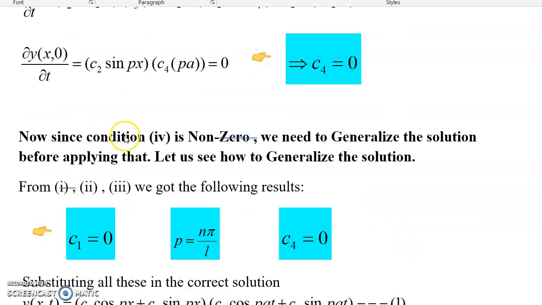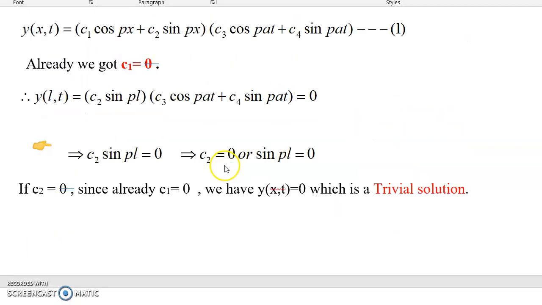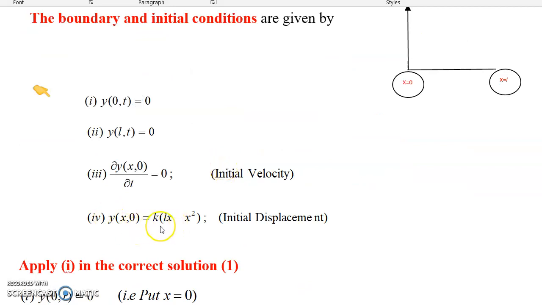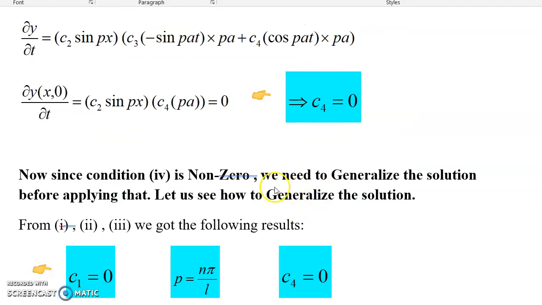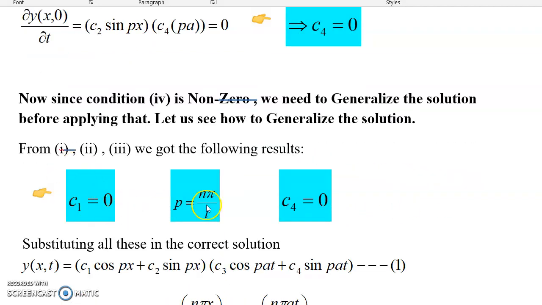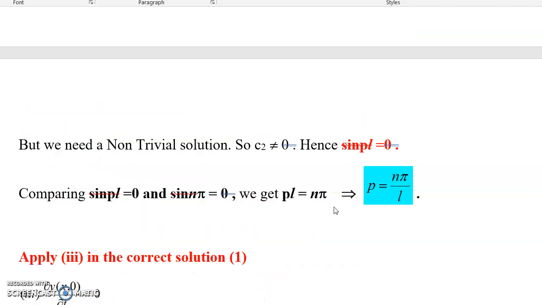Now before applying the fourth condition, look at the fourth boundary condition. It is having a non-zero value. See, the first three are 0, but the last one is non-zero. So before applying any non-zero boundary condition, we need to generalize the solution. What is the meaning of generalizing a solution? Let us see. Before that, apply all the three results whatever you have got.